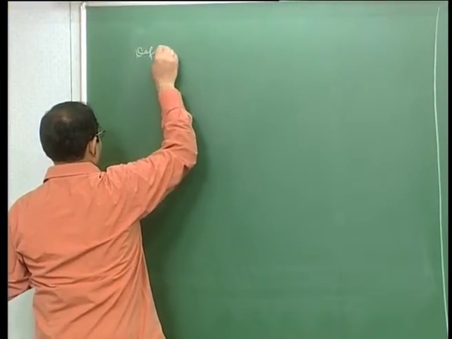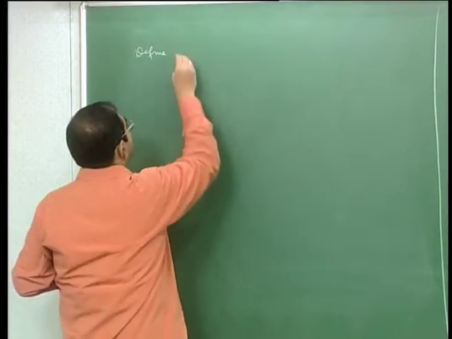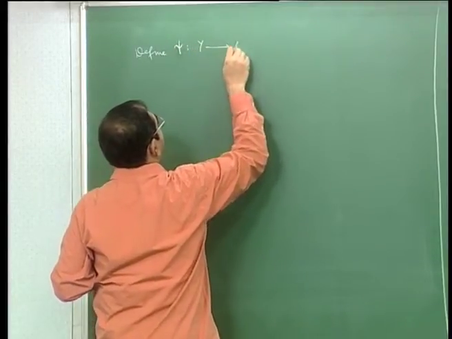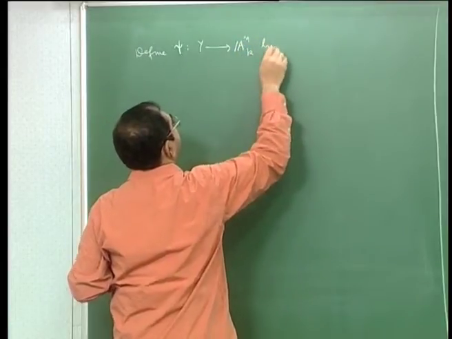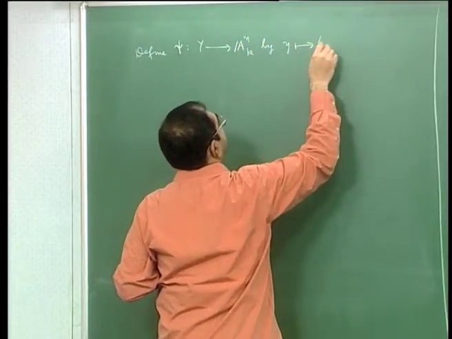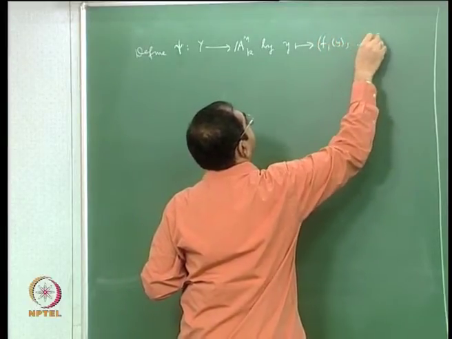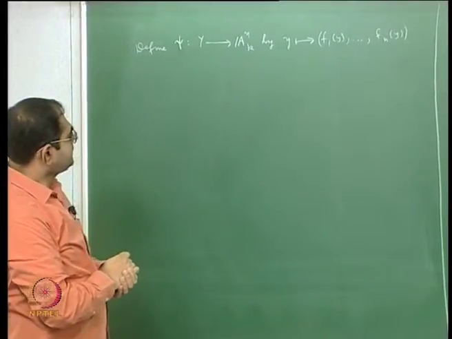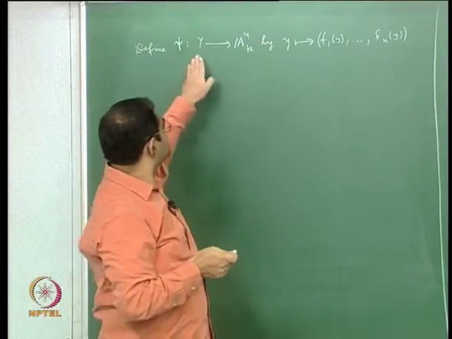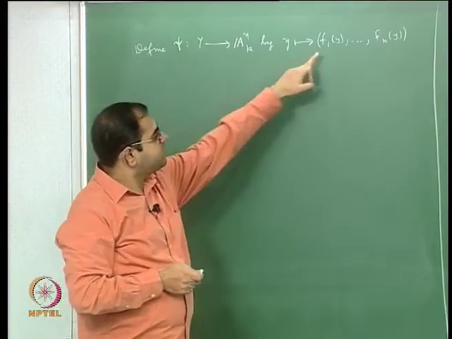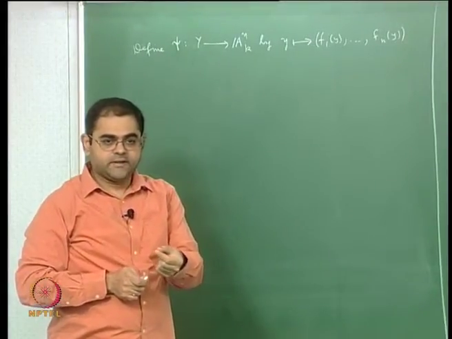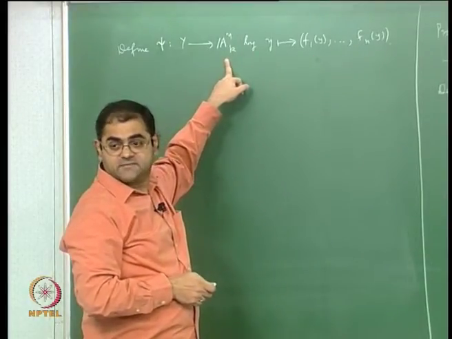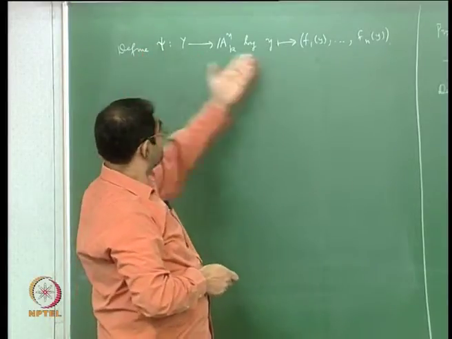Define phi, let me use psi, from y to An by y going to (f1(y), ..., fn(y)). This is a well defined map, because the Fi's are all regular functions on y. If you evaluate a point of y at any of the Fi's, you are going to get a scalar, an element of k, and this is an n-tuple of elements of k. So it is a point in An, which is just k^n with a Zariski topology, and here is my map.